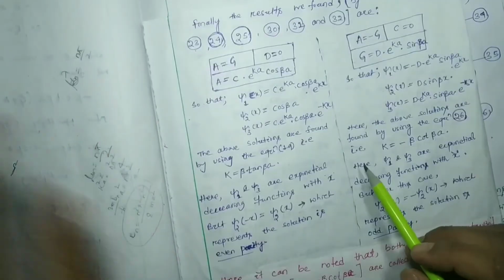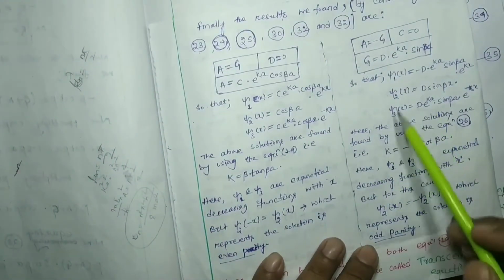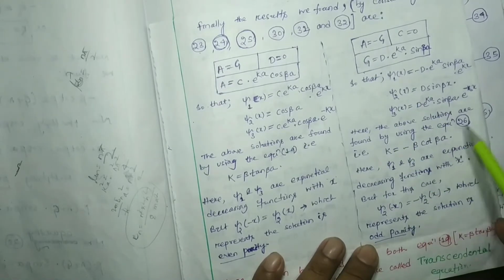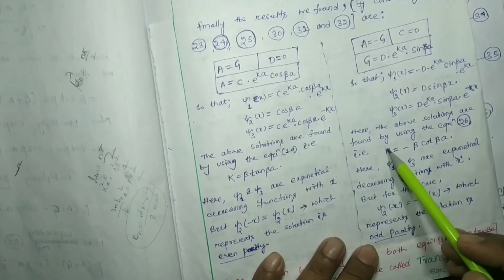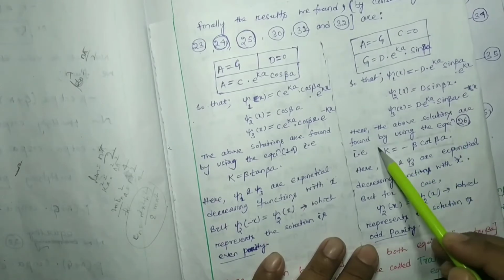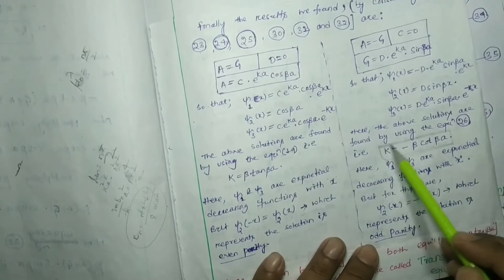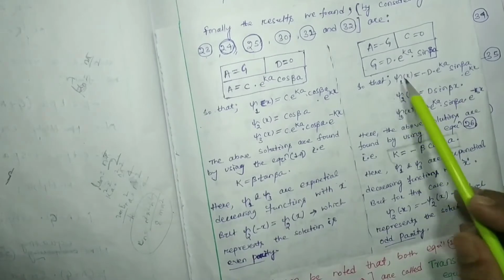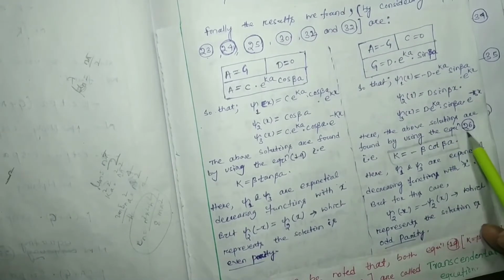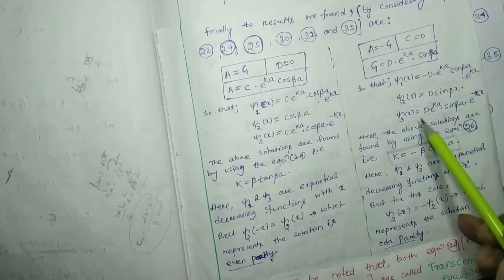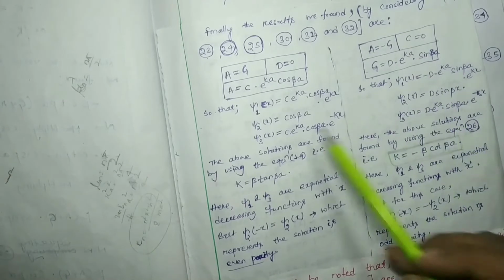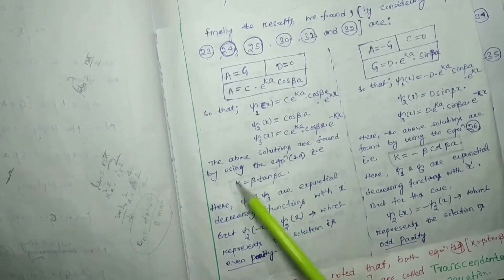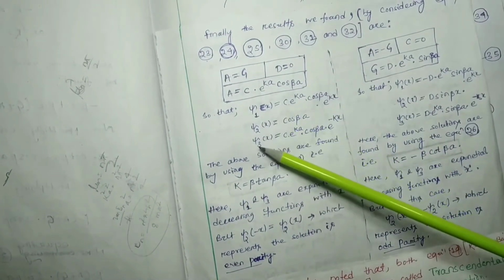Now similarly, the above solutions here are found by using equation number 26. By using 26 we found this one. So by using equation number 26, finally we found the wave functions in regions 1, 2, 3 are these. And by using equation number 19, we found the wave functions psi 1, psi 2, psi 3 are these.